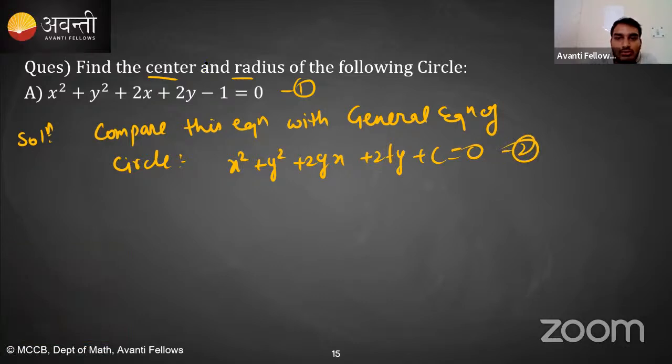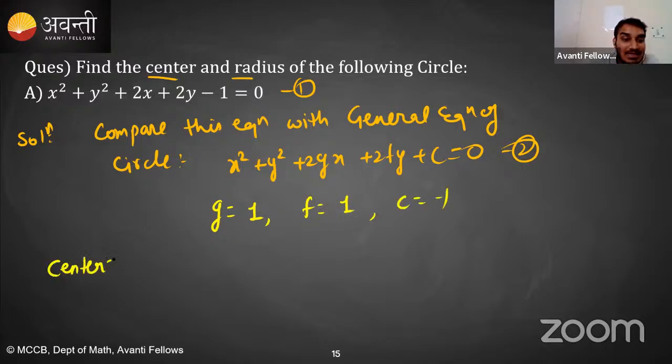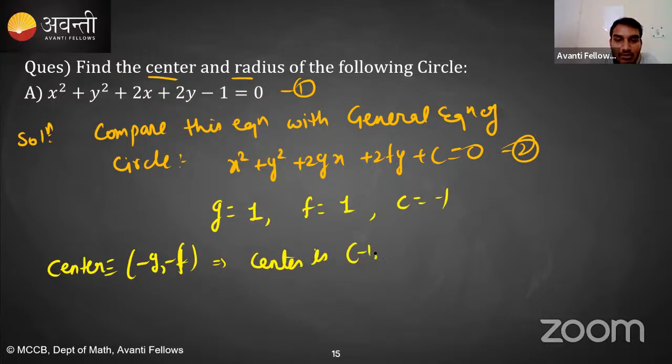Center is no, Ahmed, you are wrong. What is g here? g is 1. What is f? f is 1. What is c? -1. Center क्या होता है? Center is -half coefficient, right? -half coefficient of x, or minus g comma minus f. Yes or no? So it implies center is -1 comma -1. Is this clear, Ahmed? Not 1 comma 1, -1 comma -1.